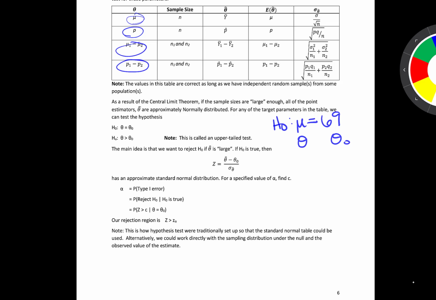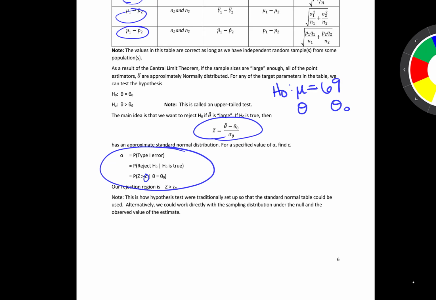But the main idea is we want to reject the null if theta hat is large. Using standardization, we know that theta hat minus the value under the null, divided by the standard deviation of theta hat, follows a standard normal distribution. So in order to find C, we can use the type 1 error and solve for C. Solving for C will give us our rejection region. This is how hypothesis tests are traditionally set up, so that the standard normal table could be used.